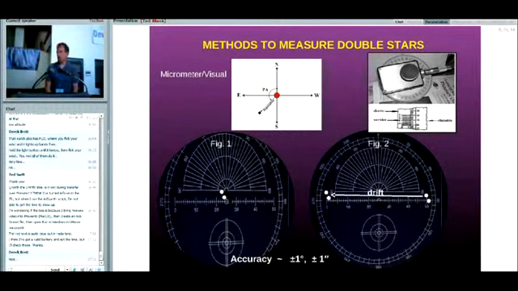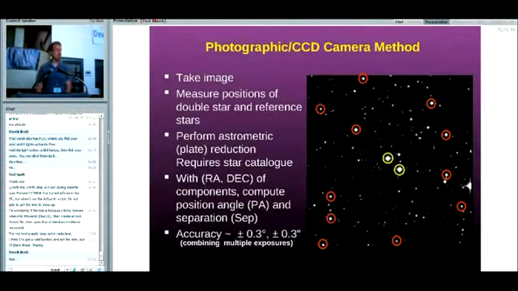The bottom two diagrams show the Meade astrometric eyepiece has a built-in protractor etched in on the glass along with a scale. And as you can see, you can measure the angle of the protractor and the separation by watching the stars on the various divisions on the tick marks. Next slide, please. And the accuracy of the visual methods is typically only plus or minus 1 degree and plus or minus 1 arc second at the very best you could hope for.